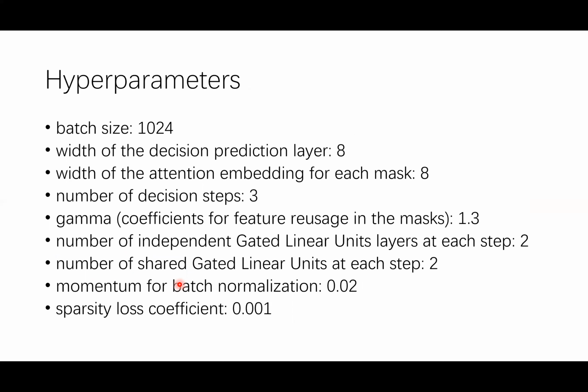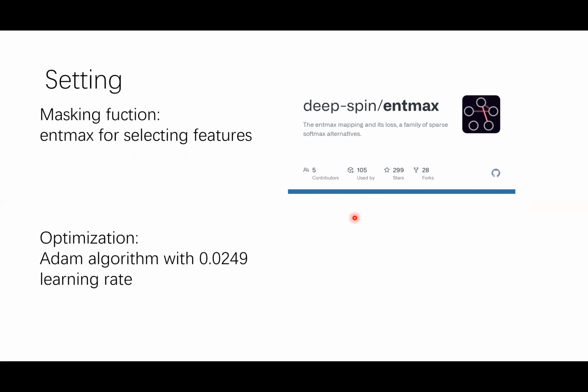Here are the hyperparameters we use for the TabNet. For example, for the width of the decision prediction layer, we use the value of 8 and so on. For the masking function for selecting features, we use the sparsemax function. And for the optimization, we use the Adam algorithm with 0.0249 learning rate.